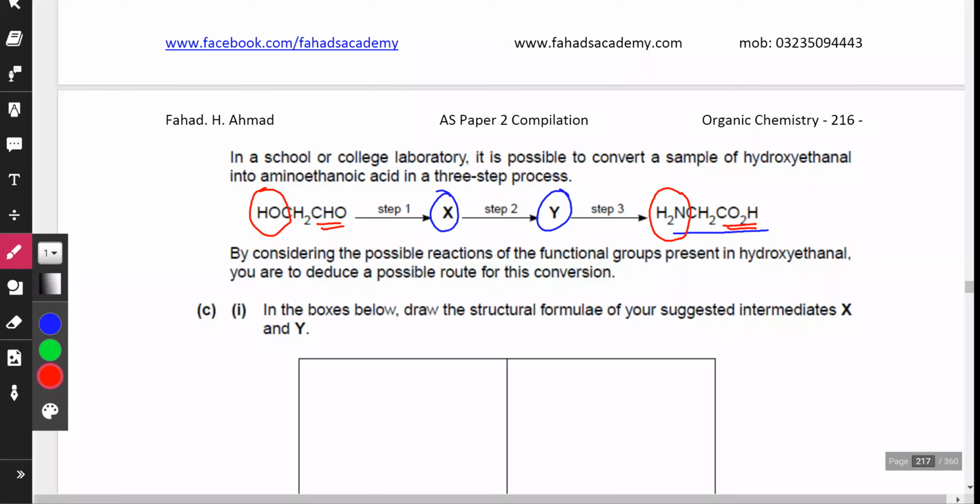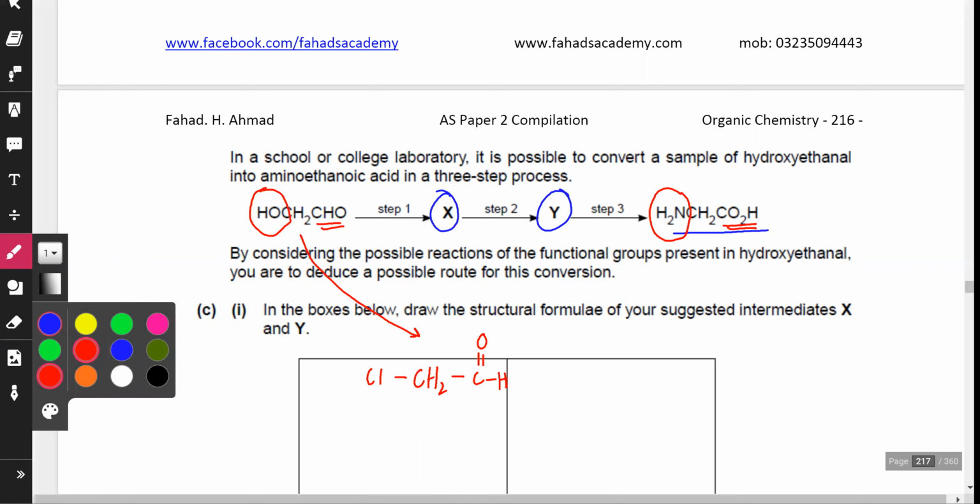So let's try doing that. The first step, I'm going to do this over here. Let's draw it below. I'm going to convert it into X. X would be CH2, and I'm going to bring a Cl over here. And the other side is the aldehyde side. I'm not going to touch the aldehyde first. So I've gotten a Cl instead of the OH. The OH is gone. So this is PCl3 plus heat.